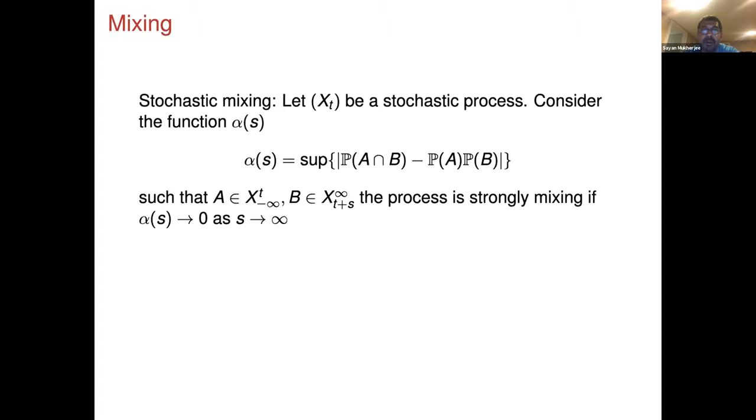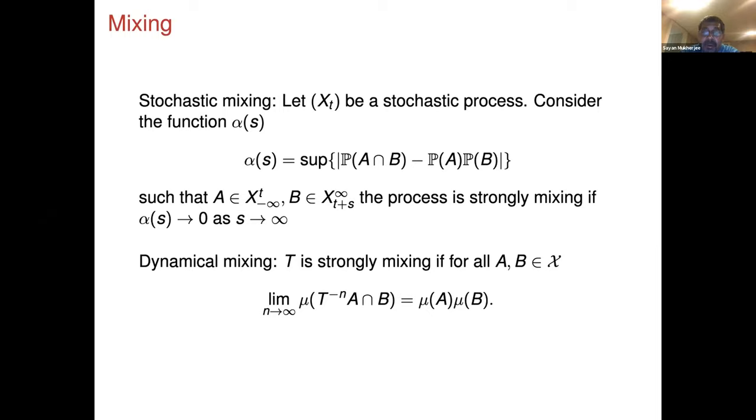Okay, so certain things you're going to need. If I have a stochastic process, what I mean by strong mixing is the supremum of the joint minus a product, and this alpha of S is going to go to zero as S goes to infinity. And I think we saw something very similar to this in the first talk of the day. Here's a notion of dynamic mixing: I state the above, but with respect to the invariant measure, okay?